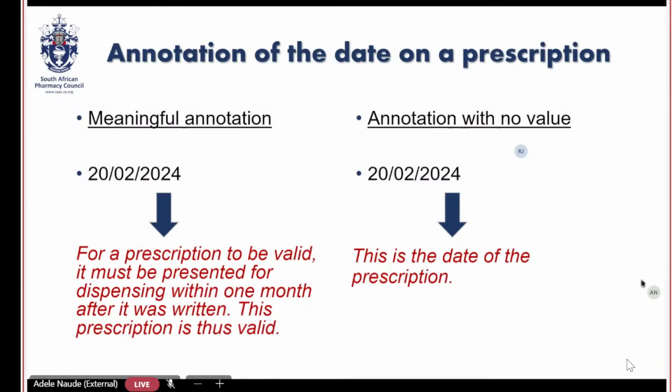So let's look at the annotation of the date on a prescription. On the right-hand side, you will see an annotation with no value. The annotation just says this is the date of the prescription. On the left-hand side, it's meaningful. For a prescription to be valid, it must be presented for dispensing within 1 month after it was written, and this prescription is thus valid. So it is meaningful. It tells us why it is included.